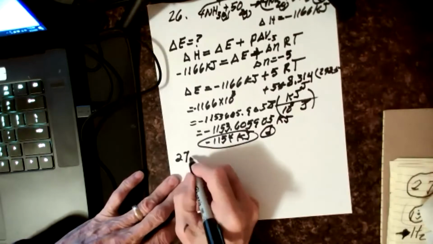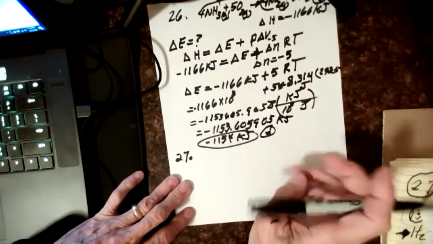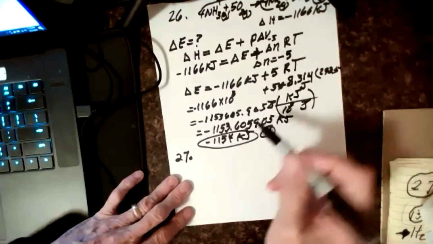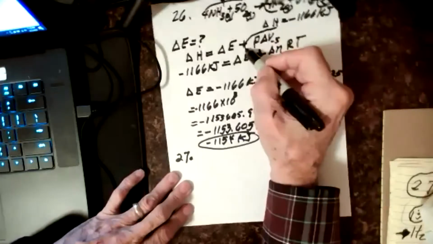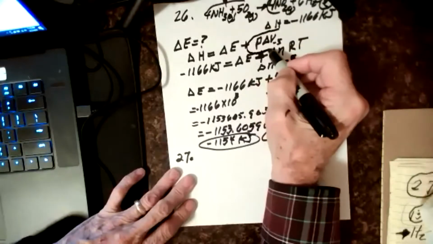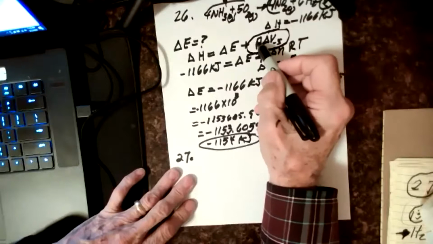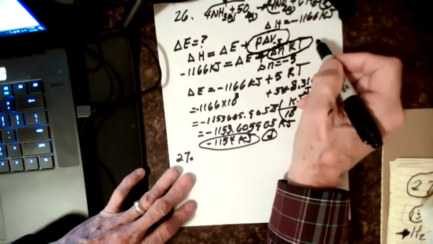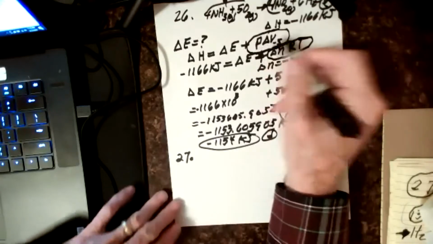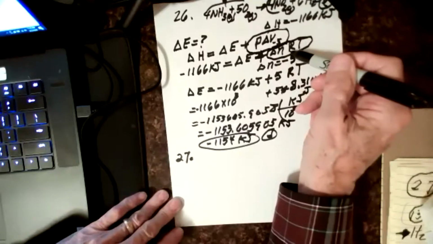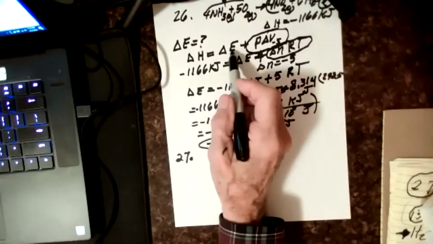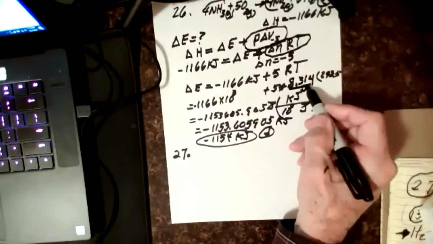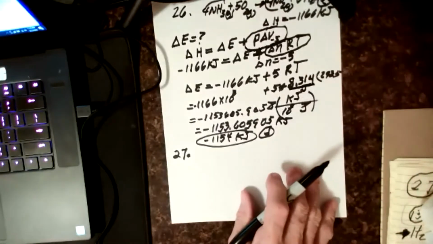So did you substitute the PV for delta nRT? Yes, that's right. Way back up here, P delta V was delta nRT. So that's where we make that substitution so that I come out with energy units. And that's in energy units. And remember, you do have to have that value for R in the energy unit.